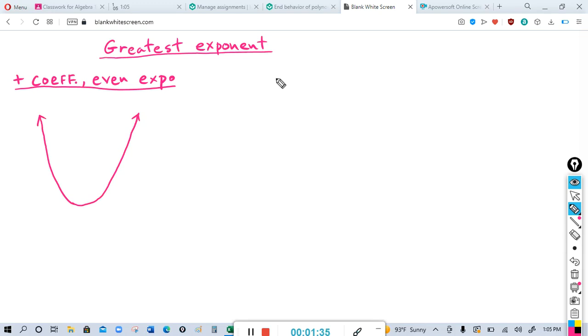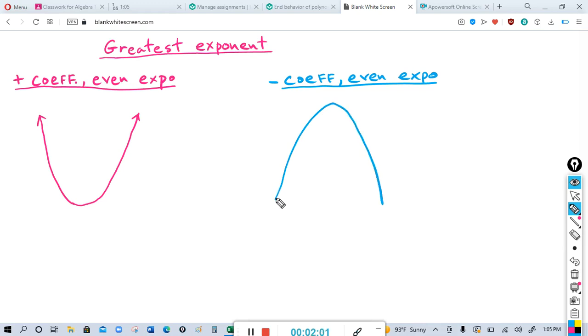And if the coefficient in front, I'll do it in a different color, is a negative coefficient and an even exponent, it's basically going to be like this. Okay? So these 2 cases are when the exponent is even. We're looking at the greatest exponent.